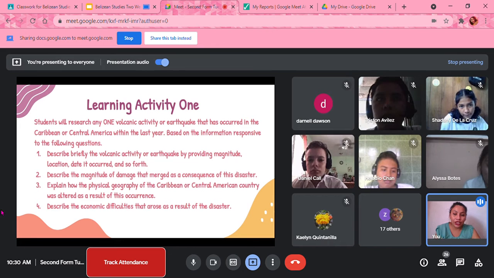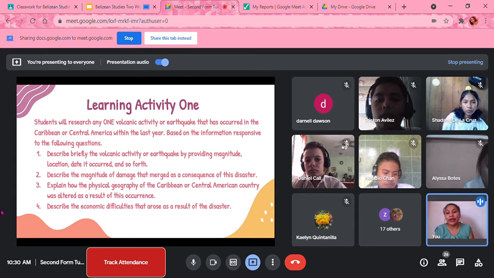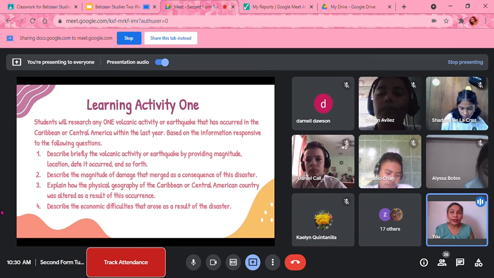The location, meaning what island or what country did it occur. If you chose a volcano eruption, where did it occur? In Haiti, in St. Vincent, where? The earthquake, the same thing. The most recent earthquakes in the Caribbean happened in Haiti. Just an example if you want to go there. The date that it occurred. If the website or your information provides you with a time that it occurred, then that's fine. You can put that as well.